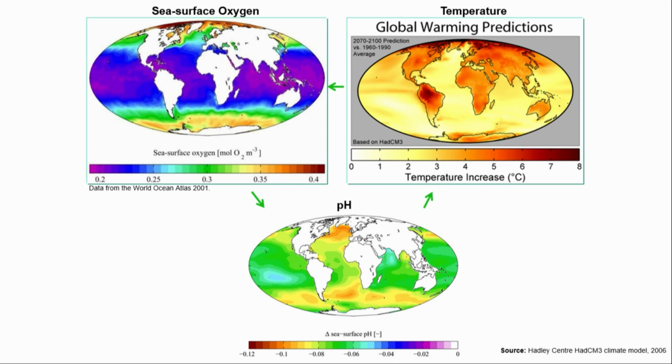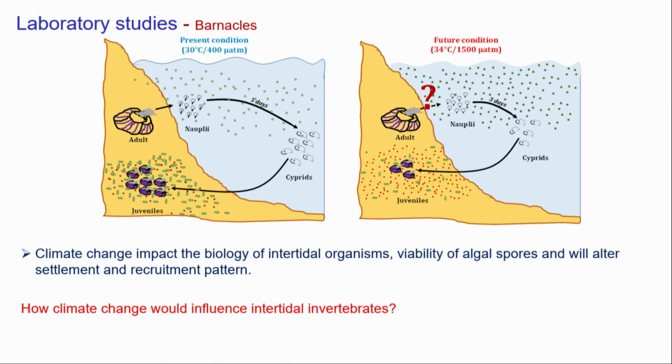So if you see this, I will just quote the climate model, which covers sea surface oxygen, then the global warming predictions, and also the pH. If you see the trend and whatever predictions they have made for the next 100 years, they have said that there will be global warming, warming of sea surface temperature, and then a change in the pH. Taking cue from those predictions, we did some laboratory studies using a marine invertebrate.